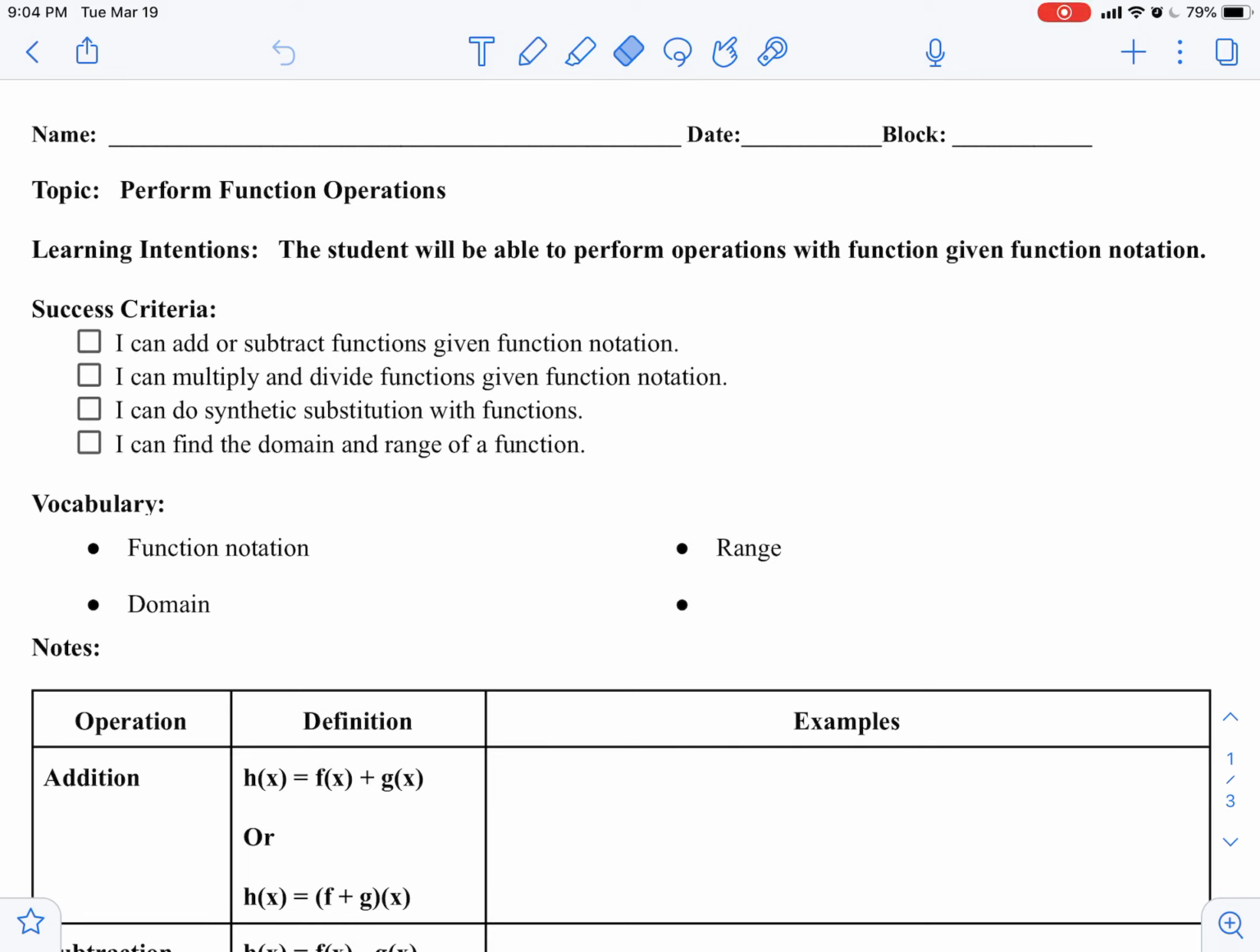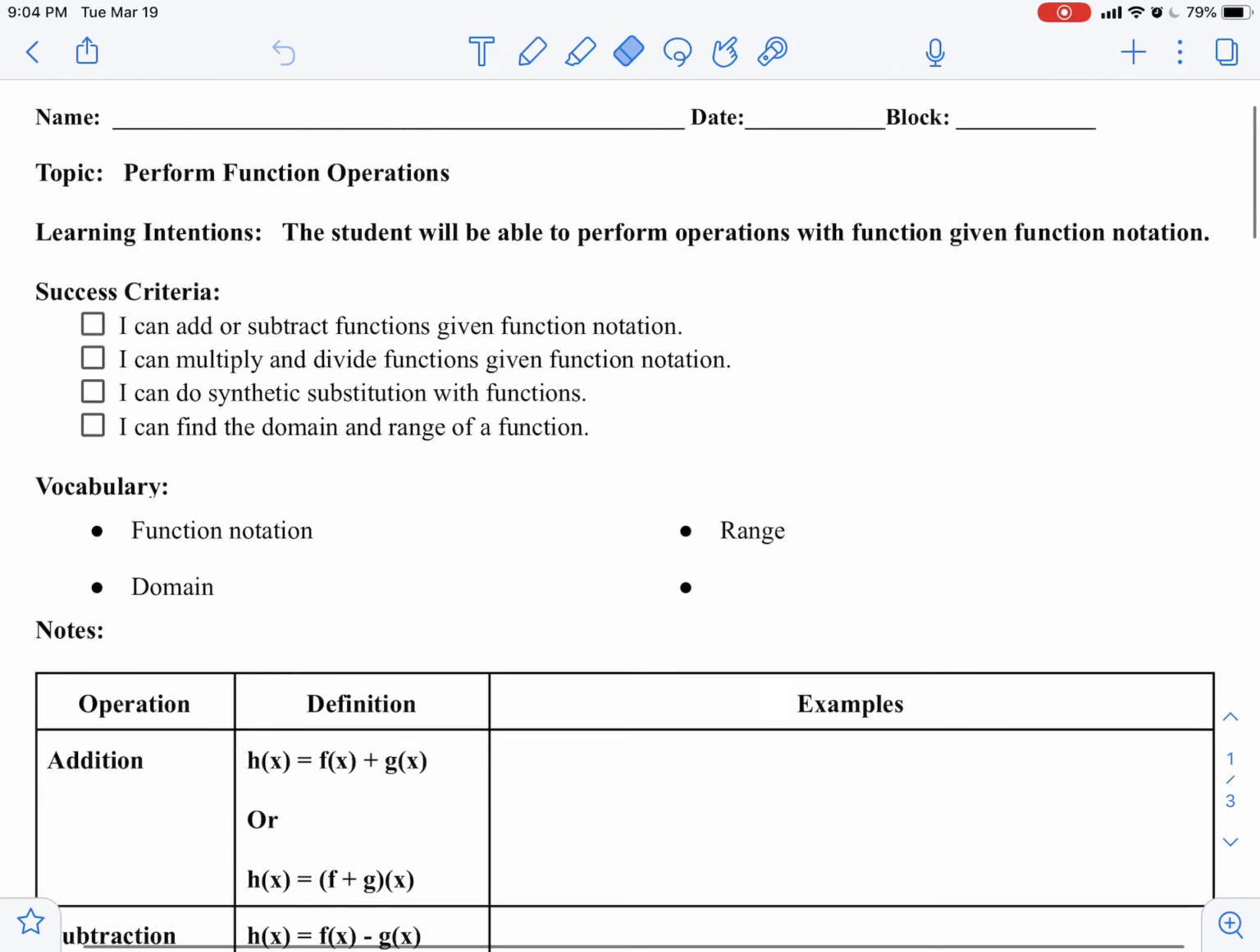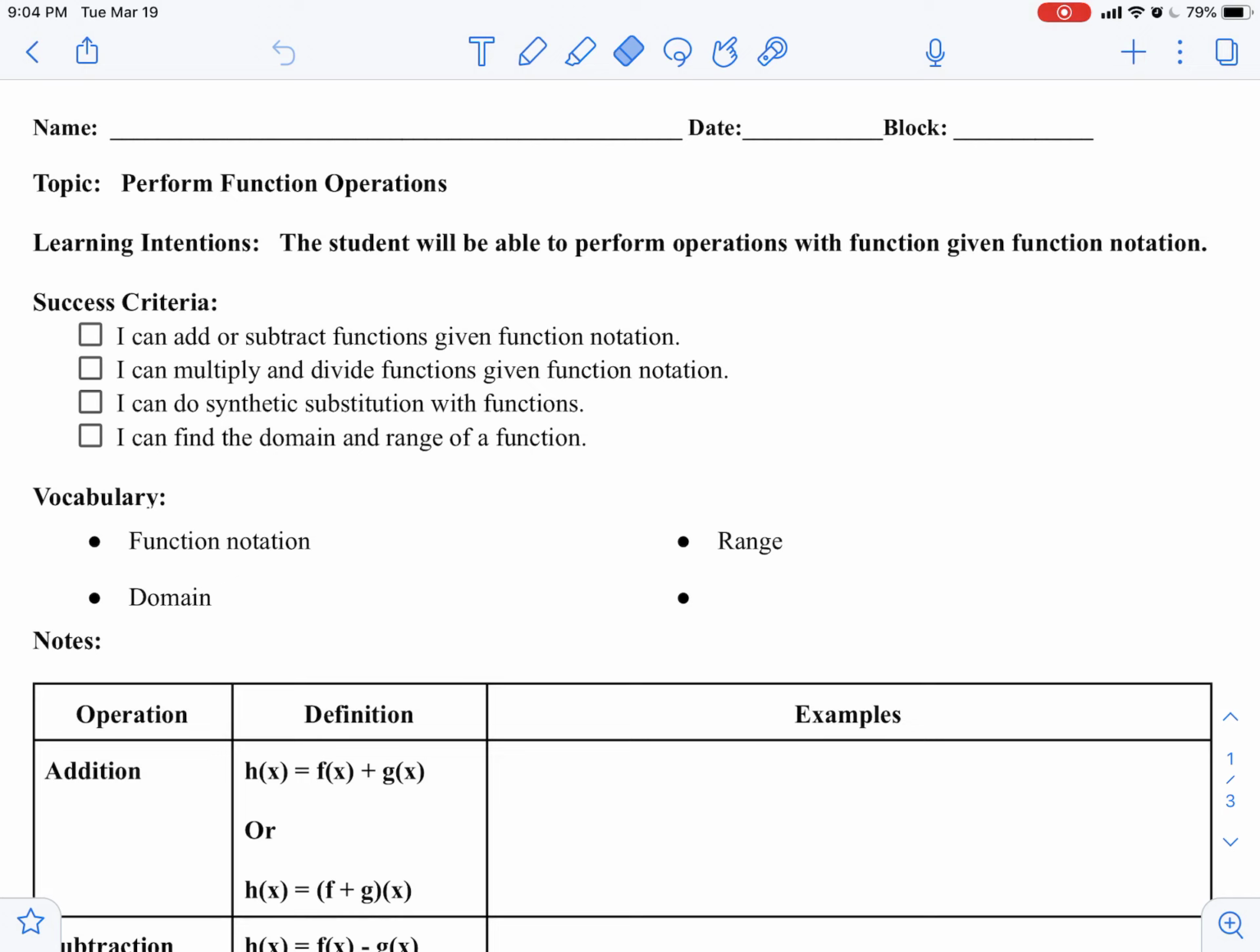I know yesterday in class we discussed the introduction to some of this, so hopefully this will not take too long. I just want to go through some more examples so that you have those. Again, what we're looking at here is performing operations with functions. We're going to look at how to add, subtract, multiply and divide, and look at synthetic substitution. Those are the ones we're going to look at in this video. We'll come back and talk about domain and range when everybody's in class, and the composite of functions as the last piece of it.